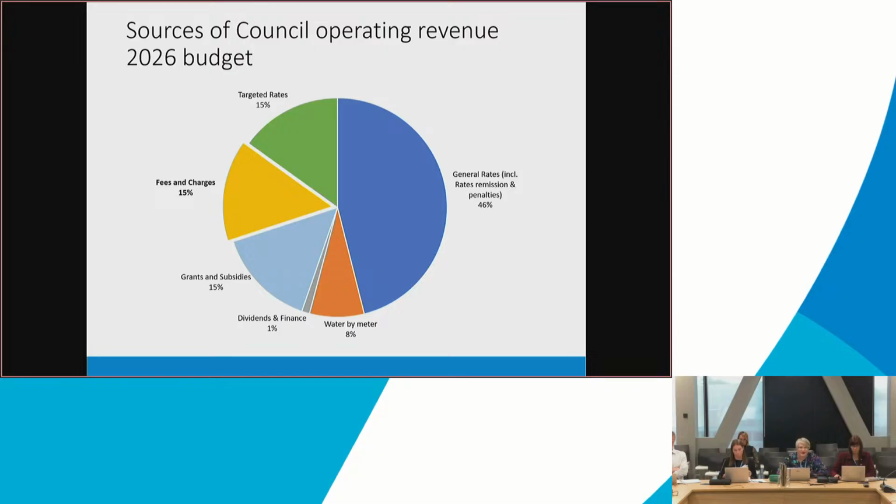Good afternoon. The pie chart that you can see up there is probably fairly familiar to you. It's come out of the 2026 annual plan, looking at sources of operating revenue. Just to point out that water by meter is in the nature of a fee, but for financial reporting purposes, it's always included as a rate. So 15% of our total revenue, apart from water by meter, we are collecting through fees and charges in the current financial year.